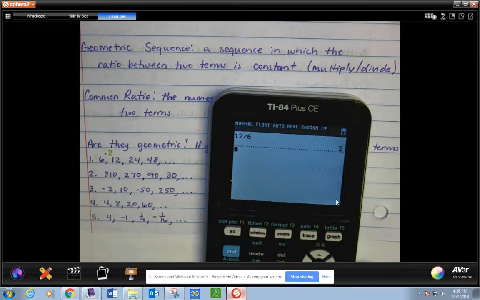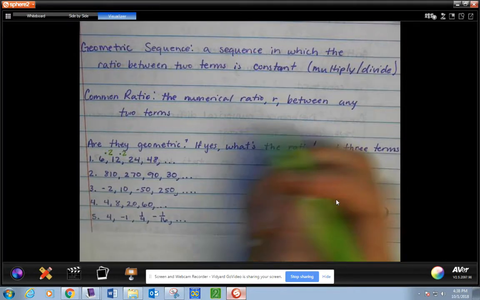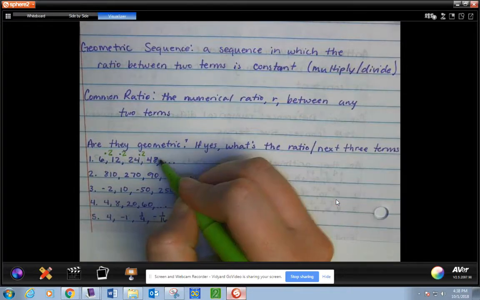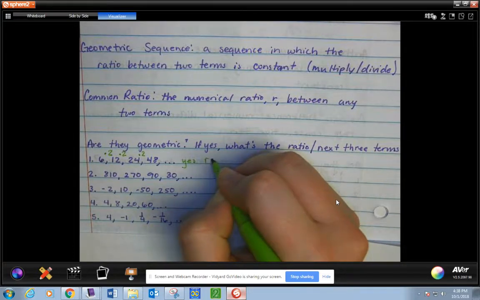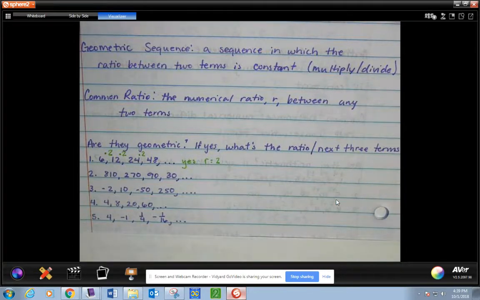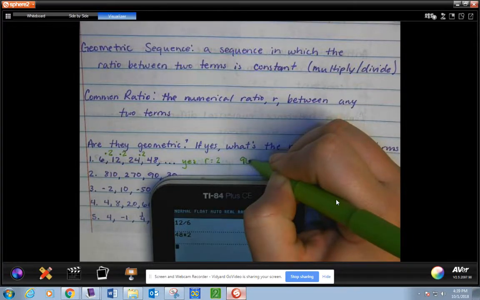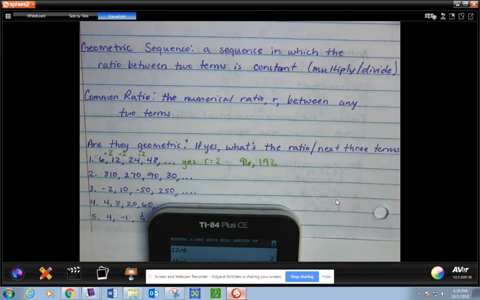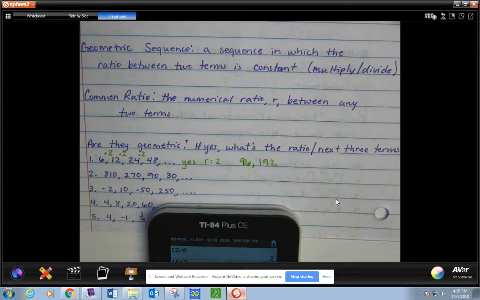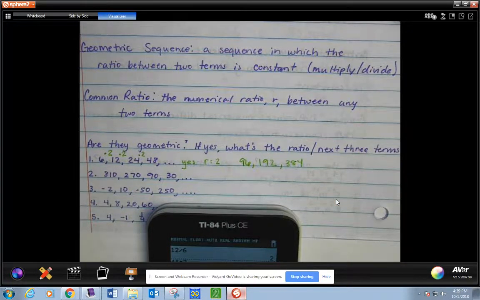So now I just need to check and make sure that I'm multiplying by 2 every time. Well, 12 times 2 is 24, so that works. 24 times 2 is 48, so that works. So we're going to say, yes, this is geometric. The ratio is 2. And so now to find the next 3 terms, if you need your calculator, grab it. We're going to do 48 times 2. That gives me 96. Then we're going to do 96 times 2, which gives me 192. And then we're going to do 192 times 2, which gives me 384. So those are the next 3 terms in my sequence.